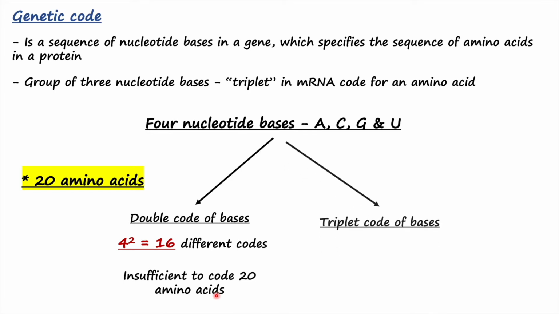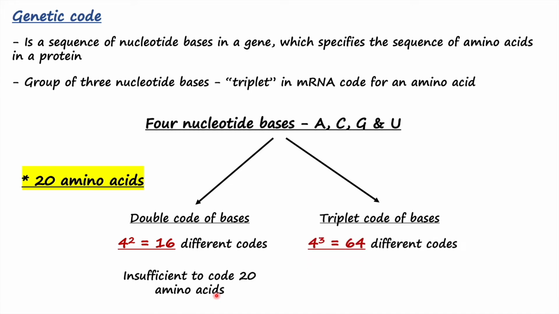On the other hand, if you take a triplet code, which is 3 nucleotide bases in the current situation, we would actually have 4 to the power of 3, which would give us 64 different possible codes, and that is actually more than enough to code 20 amino acids. Therefore we have triplets and not doublets. I don't know if it is called a doublet, but I'm just calling it a doublet. So therefore we have triplets and not the double code bases.